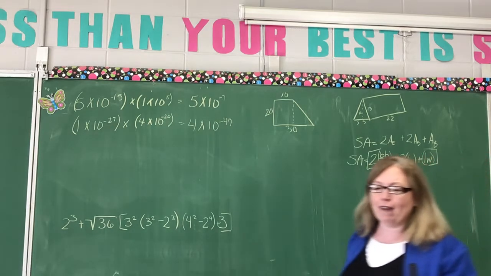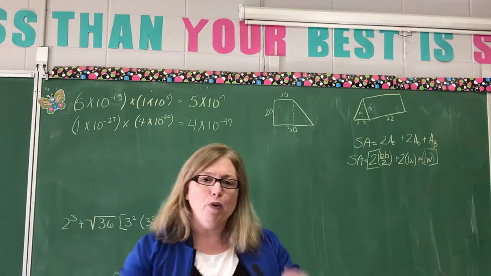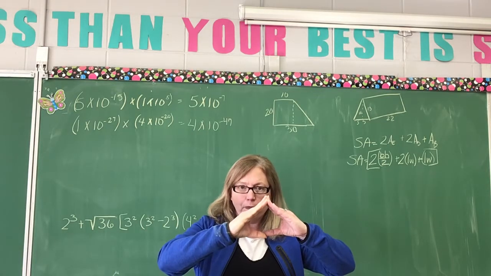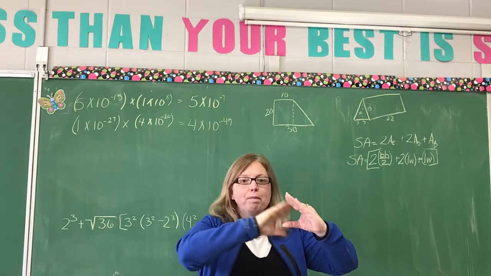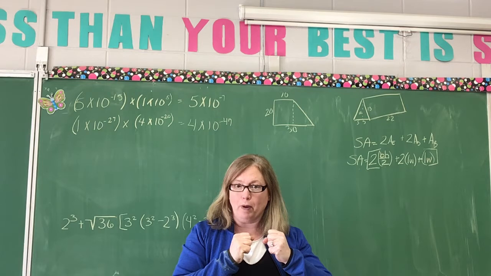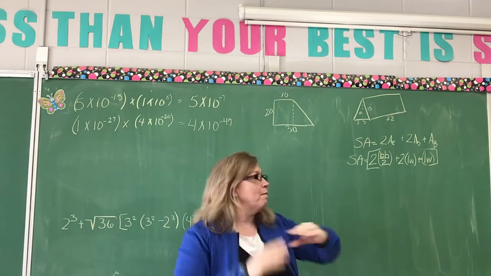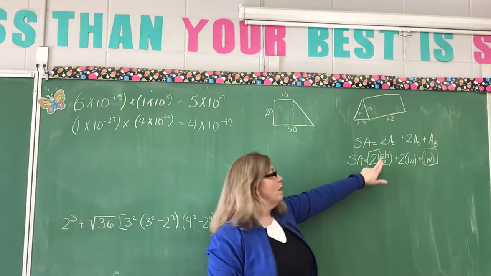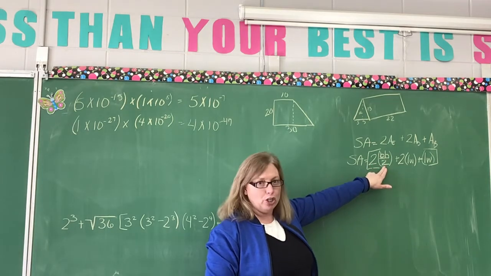So let's go back. I've had lots of questions about this. If you have a right prism or a triangle, okay, the front and the back are shaped like a triangle. Remember, I'm trying to cover it like Christmas paper. If it's the front and the back, that's 2 triangles. How do you find the area of a triangle? Base times height divided by 2.